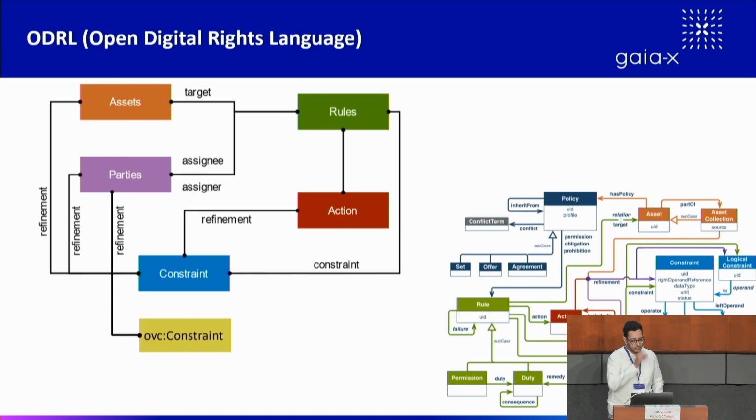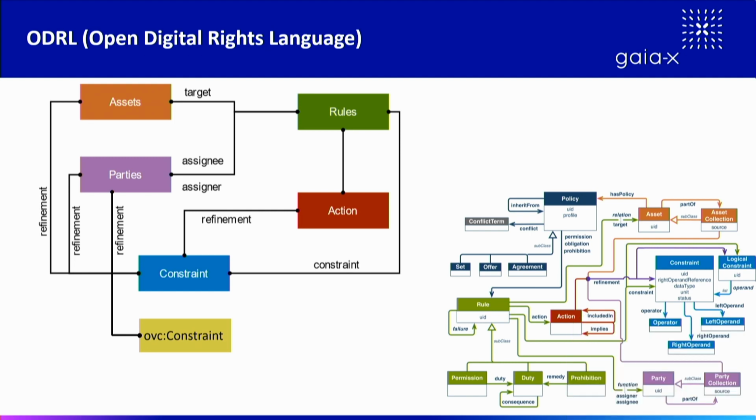So first thing, ODRL. ODRL is a policy expression language, and you can see here in the slide a big model with all the properties and all the definitions of ODRL, and then a more simplified one where you can see rules such as permissions, prohibitions, or obligations, which have certain actions that can be refined with constraints, and also assigned to parties and target assets. And here you can see in the yellow box a custom constraint that we're going to be talking about right after.